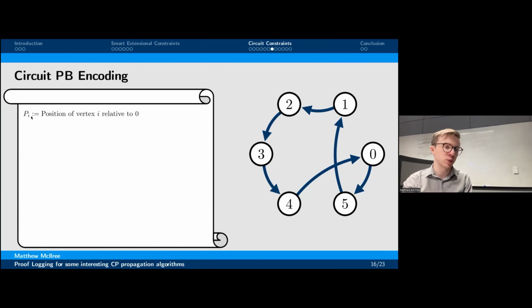And the intended purpose of this variable is that the value of the variable pi will encode the position of vertex i relative to 0 in the Hamiltonian circuit. So looking over here, p0 by definition is obviously 0. p5 would be 1 because it's the first thing we visit. p1 would be 2 because it's the second thing we visit, and so on and so forth. Some people call this a distance metric. This kind of thing is well known in integer linear programming definitions of traveling salesman type problems.